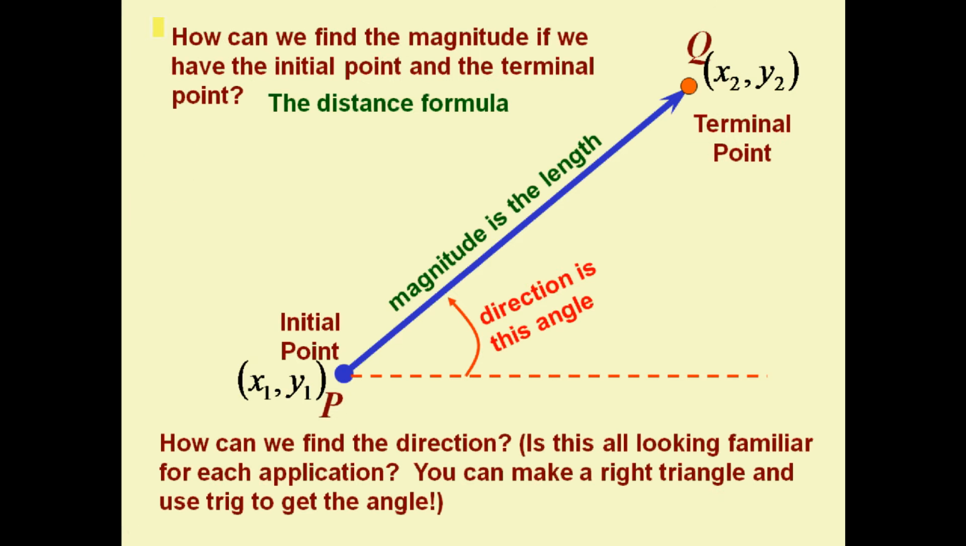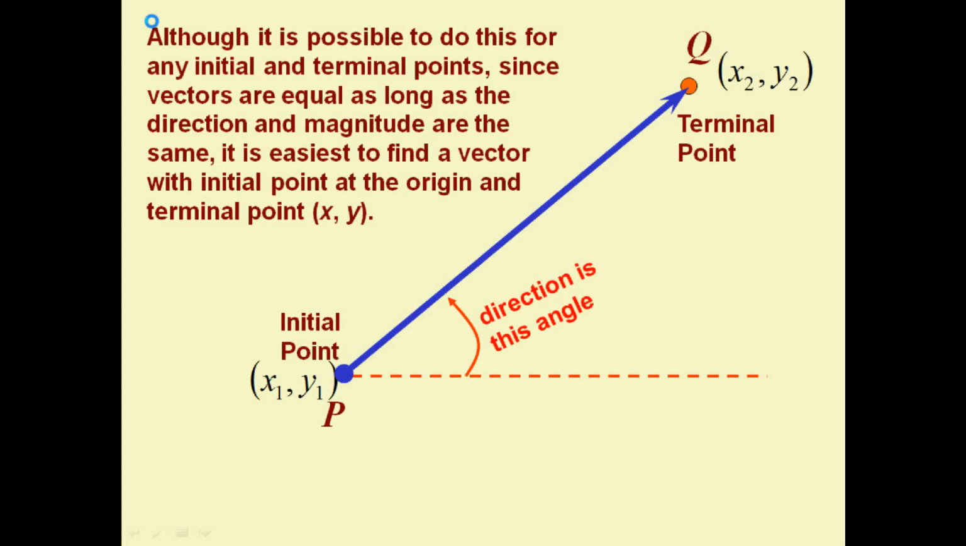How can we find the direction? Does this look familiar? You can make a right angle and use trigonometry to get the angle. Although it is possible to do this for any initial and terminal points, since vectors are equal as long as the direction and magnitude are the same, it is easiest to find the vector with initial point at the origin and terminal point (x, y).